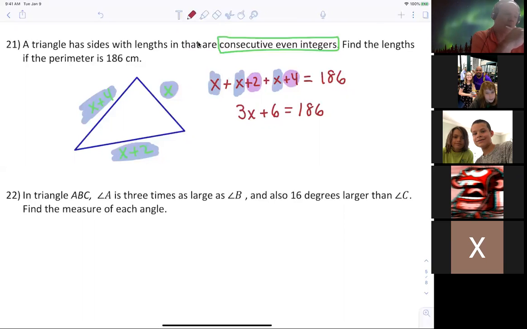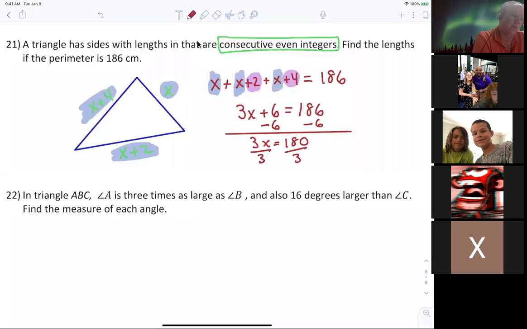Now, what do I do to both sides of the equation? You subtract them by 6. Very nice. Okay. 3x equals 180. And now what do I do to both sides? You divide them both by 3. Divide by 3. So x is equal to 60. x is 60. All right. It says find the lengths. So the smallest side is 60. What's the next one?